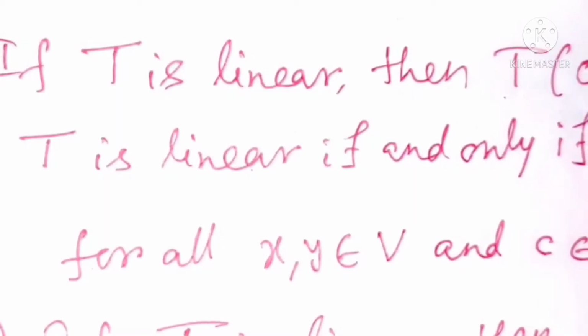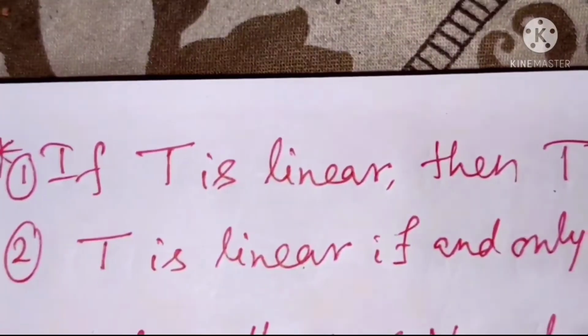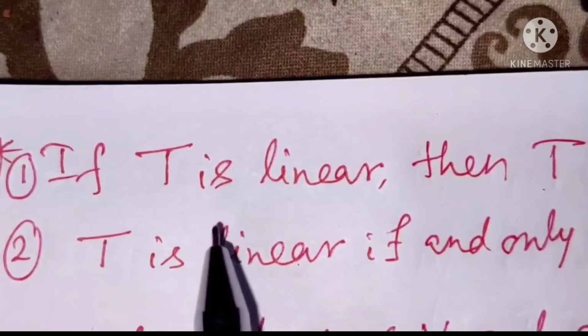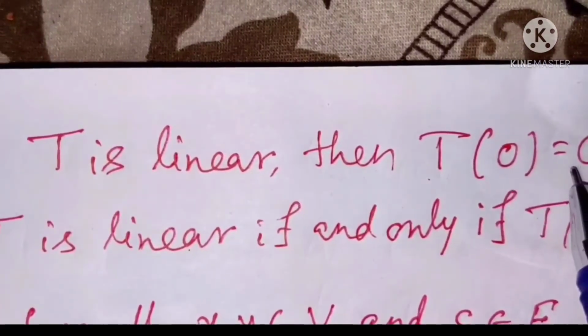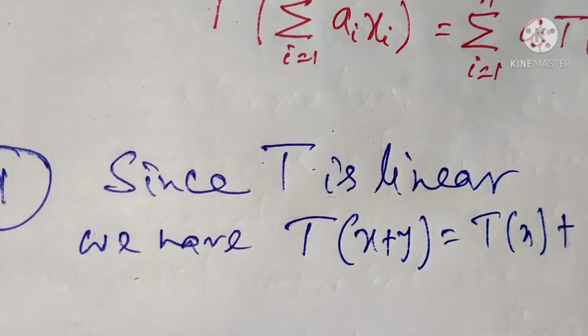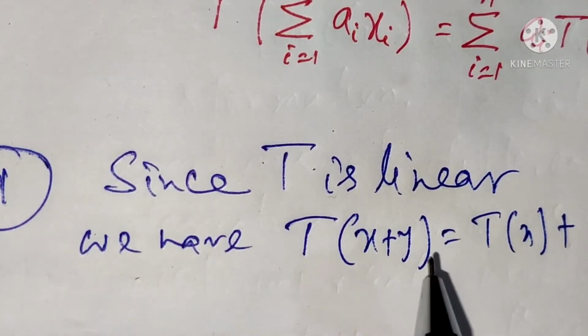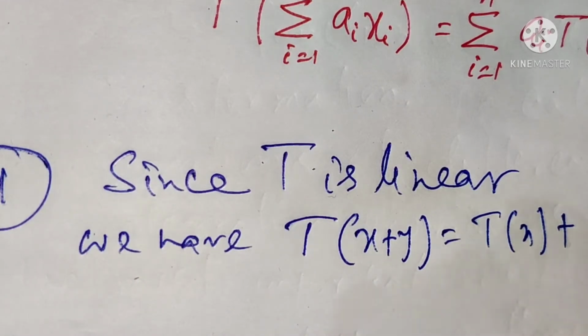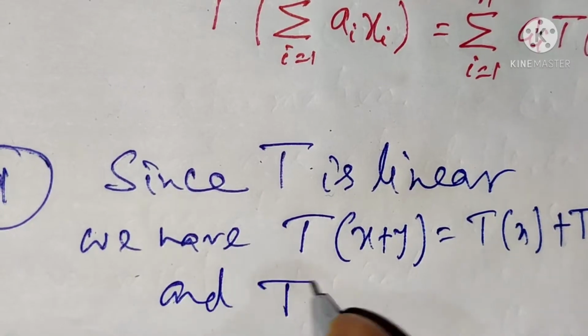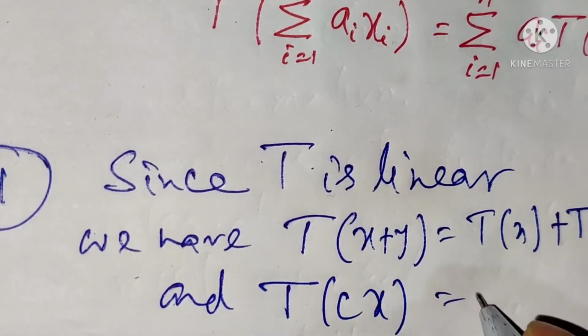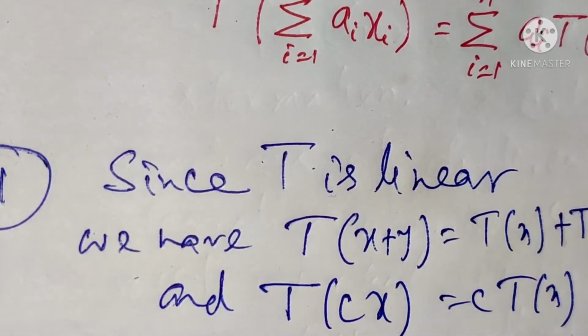Prove the following properties of the linear transformation. If T is linear, then T(0) equals 0. Since T is linear, we have T(x plus y) equals T(x) plus T(y), and T(cx) equals c T(x).